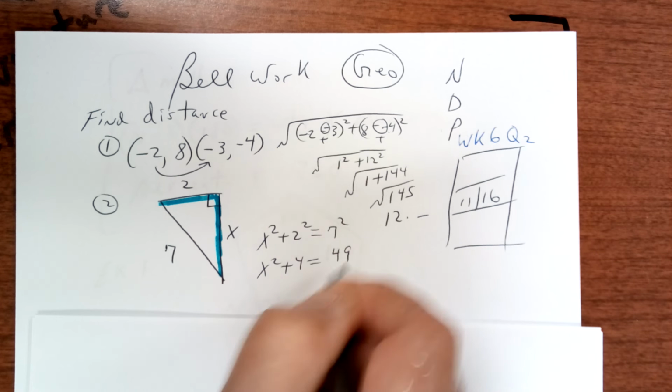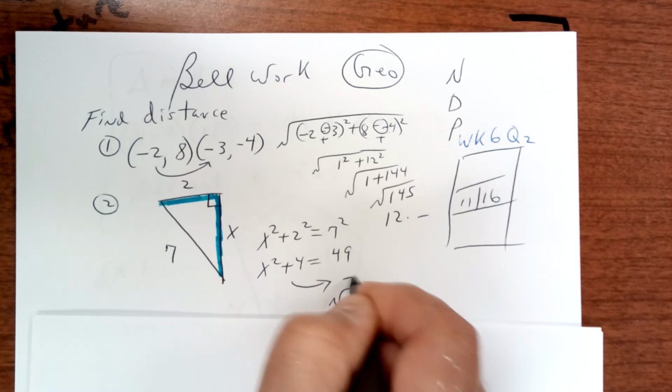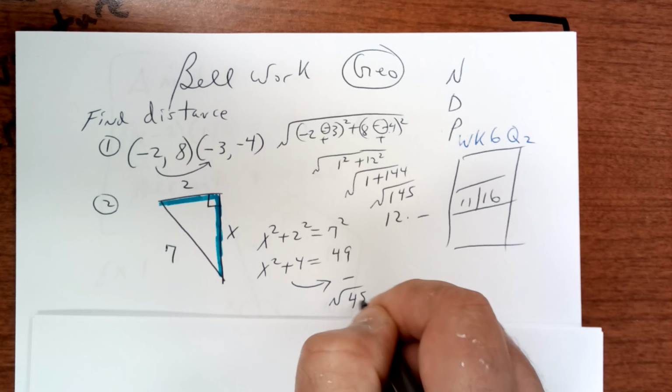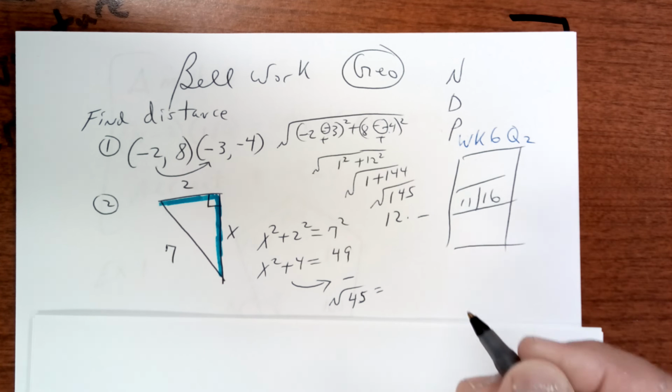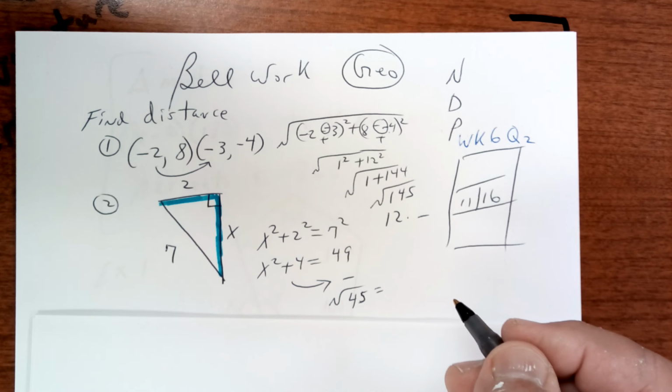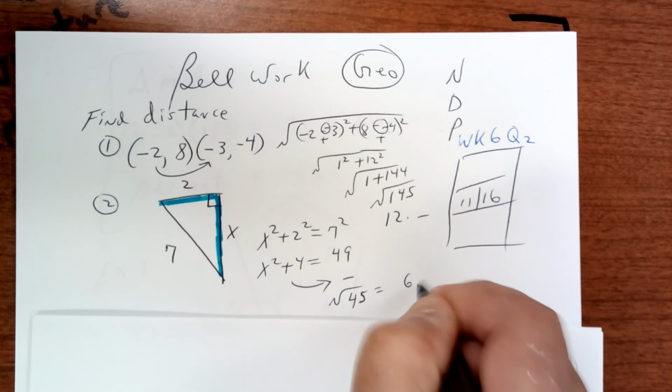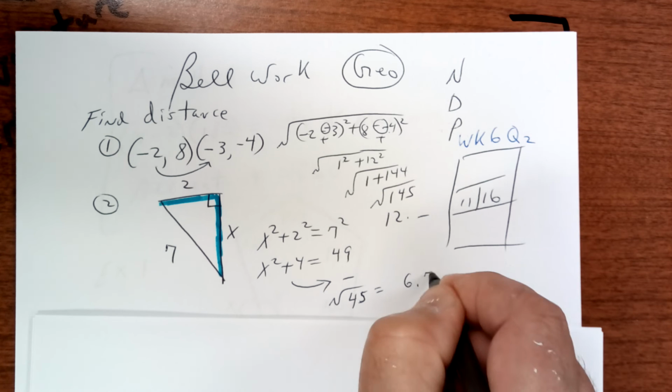You're going to subtract and then take the square root. When you do that, you get 45. So you're going to get the square root of 45. Okay? 7 times 7 is 49. 6 times 6 is 36. So it's going to be 6 point something. Probably 6.7, and I'm just guessing.